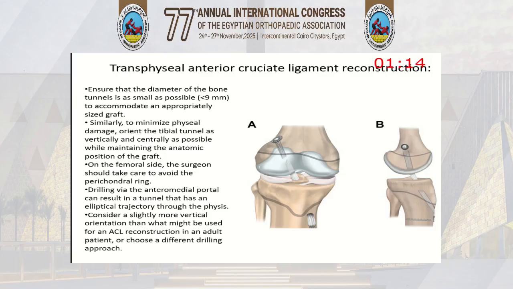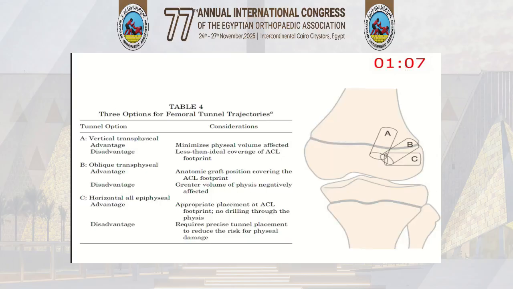Drilling through the anteromedial portal may result in a tunnel that has an elliptical trajectory, so consider a slightly more vertical tunnel. Like this, you see, if we drill, this is the all-epiphyseal. If we drill through the anteromedial portal, it becomes an oblique tunnel like this with damage to a large area of the physis. So we resort to more vertical tunnels like we used to do before in the tibial techniques many years ago. So this shows the least damage to the physis.